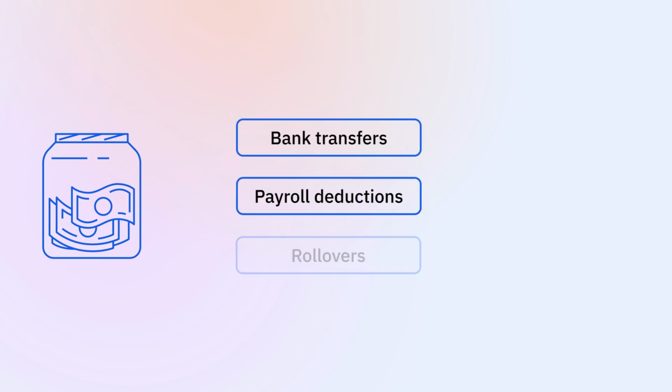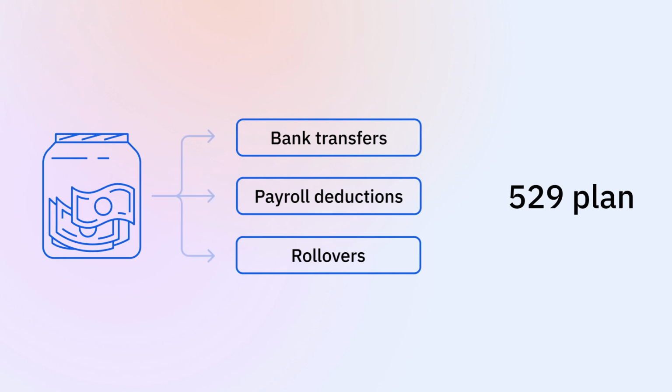Step 5. Fund the plan. Fund your 529 plan via automatic bank transfers, payroll deductions, or rollovers from other plans. Regular contributions help build savings over time.